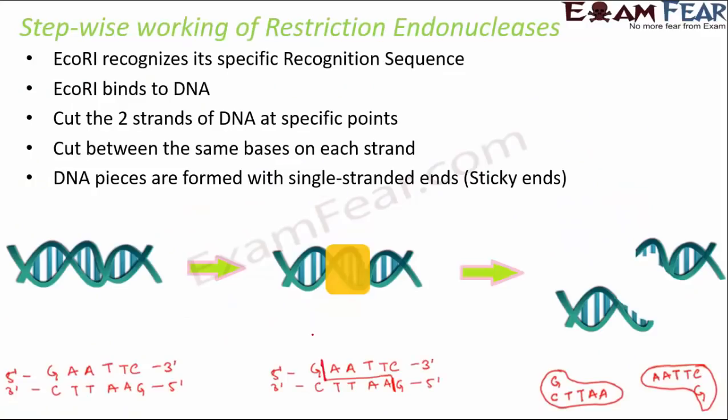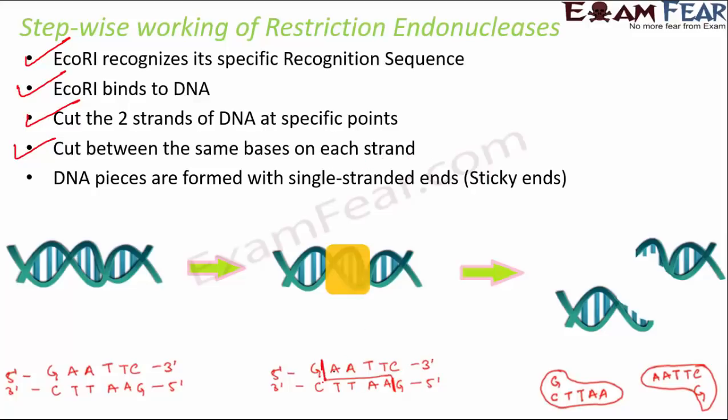So let us look at the stepwise working of the EcoRI enzyme. EcoRI recognizes its specific recognition sequence, as I said, and the sequence is GAATTC. Then it binds to the DNA, as you can see here. It cuts the two strands of DNA at specific points, like it cuts the bond between G and A on this side. It cuts between the same bases on each strand.